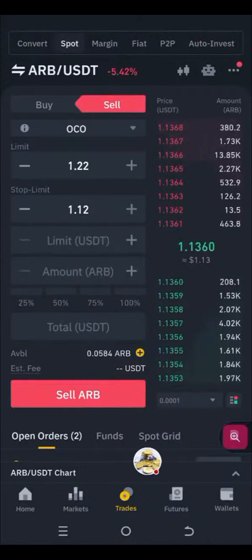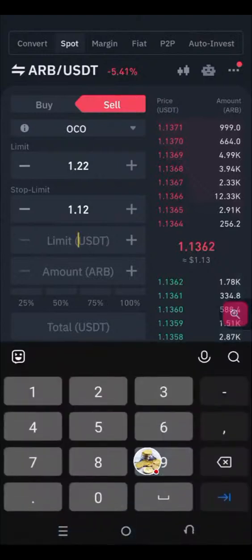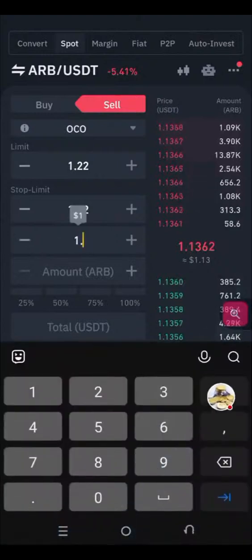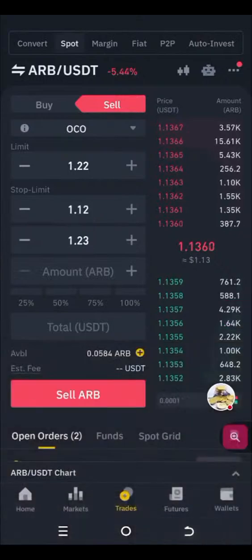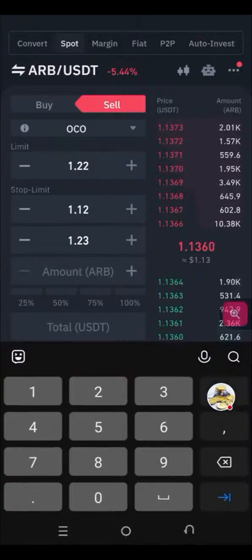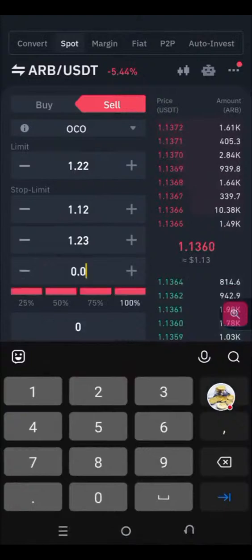So you're going to put all of this, your limit price and all of those things. The price is currently that, and you put your limit price here. Maybe you want it to be 1.23, right? Do you understand that? So now you have 3 prices, and then you have the amount of ARB that you have, and you pick whether it's 100% or whatever. Don't forget that's currently in the trade.